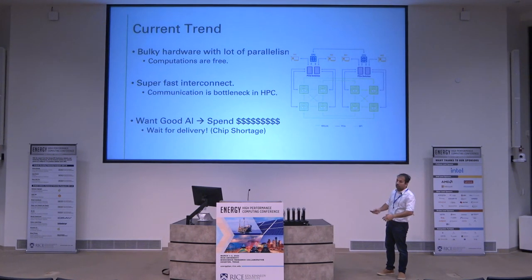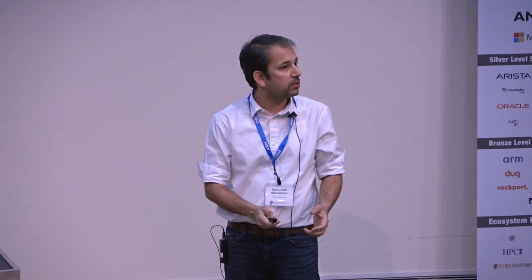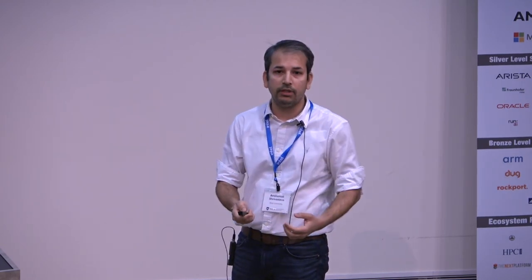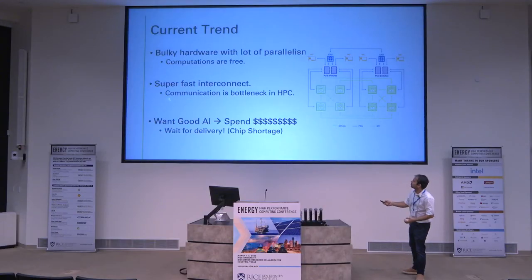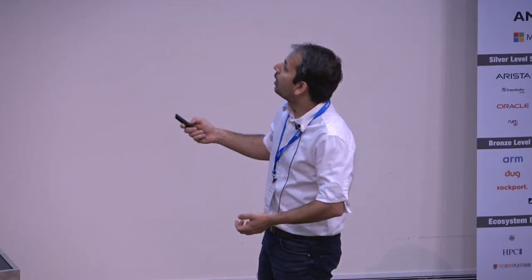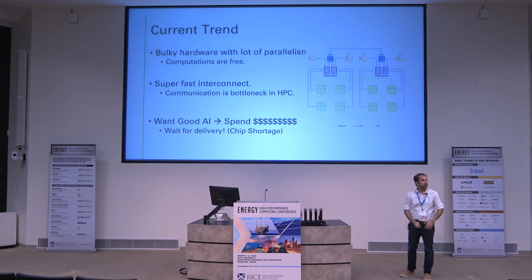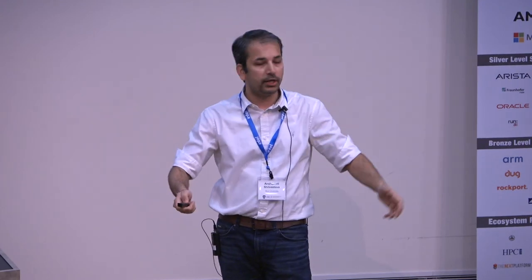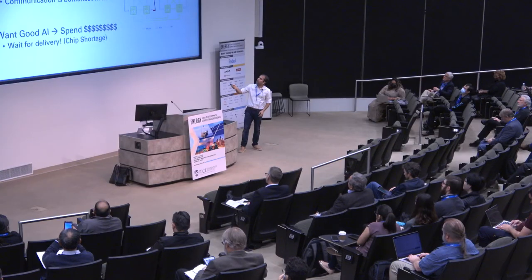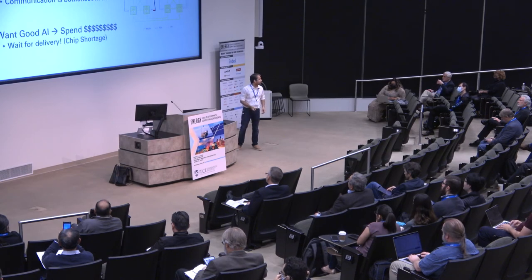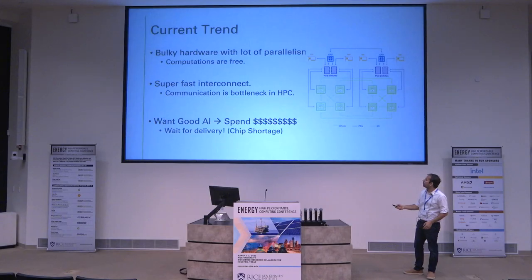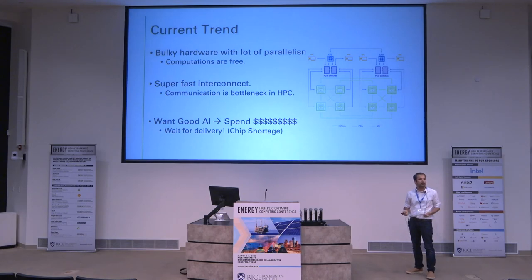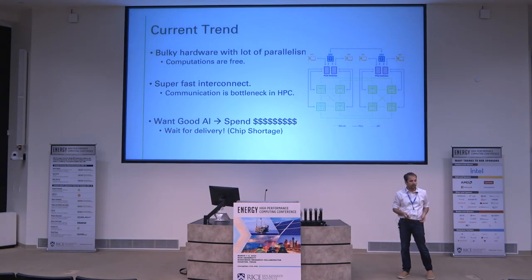Another thing is that once the models start becoming bigger and bigger, you cannot fit those models on one of the machines. So you need to start communicating with each other, and your communication has to be very fast. So there is a significant investment in super fast interconnects like NVLink and all. And essentially what this is translating into is, to reduce AI error, get to bigger models, more computations, and expensive hardware and expensive interconnect. So basically, if you want good AI, you spend dollars. And these days with the global chip shortage, just wait for delivery.